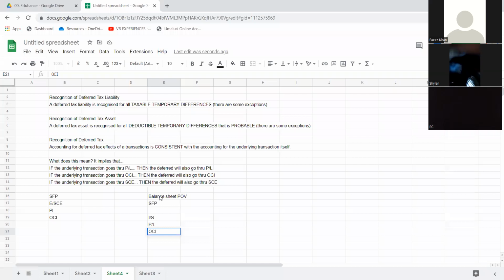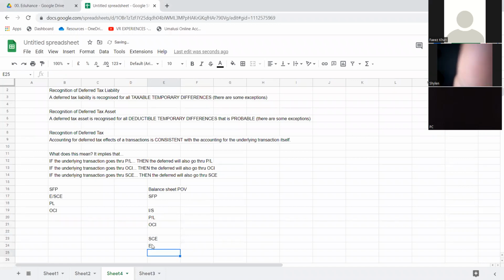Without showing that, you won't get any marks. So just be aware of that. That is why you have to show P&L or OCI. And if something hits the statement of changes in equity, then we say it goes directly through equity. So for example, a transaction that hits equity directly is dividend declared or dividend paid.